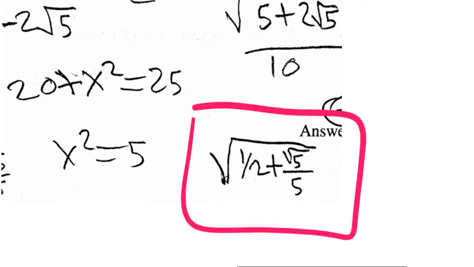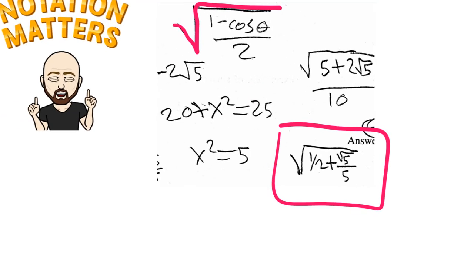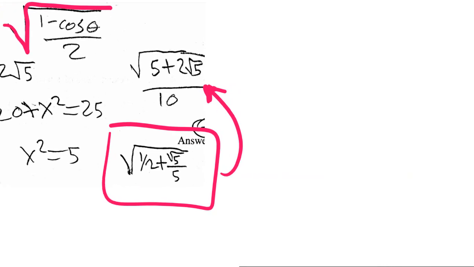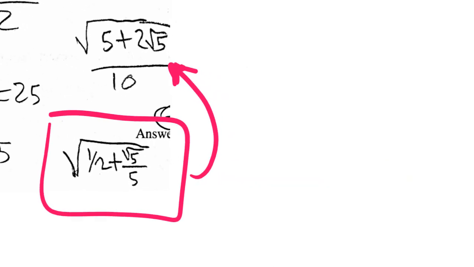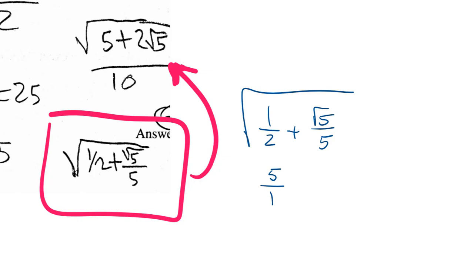It's not clear how the student came up with this, which is their final answer, I guess. But when you go through the process of simplifying, with 1/2 plus square root of 5 over 5, all of that underneath the square root, you get a common denominator, which is 10. So that'll be 5 over 10 plus 2 square root of 5 over 10. Again, the whole thing is underneath the square root.